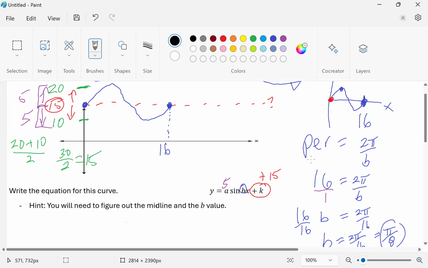So now we'll finish up with y equals amplitude of 5 times the sine of pi over 8 multiplied by, sorry, that's an 8, multiplied by x, and then plus 15 to go up to a midline of y equal 15.